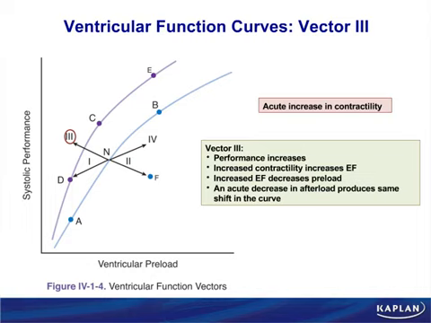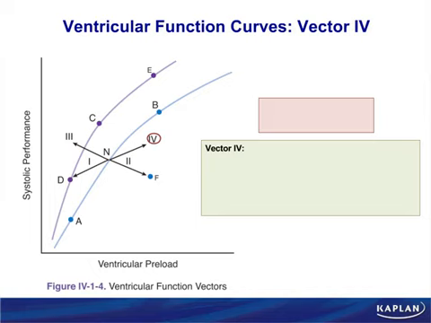Now we'll get the exact same shift if afterload goes down. Now remember, vector 2 was an increase in afterload, so I got less ejection. Vector 3 is if afterload goes down, then ejection goes up. So movement from N to 3 could be an acute increase in contractility or a decrease in afterload. So in other words, peripheral arteriolar vasodilation. Afterload again is TPR.